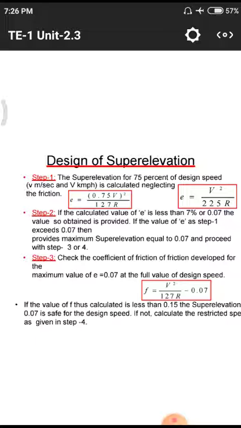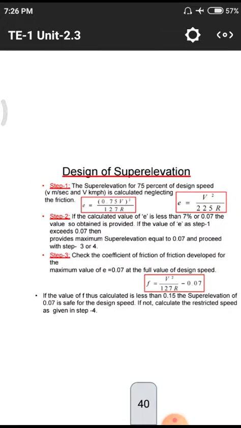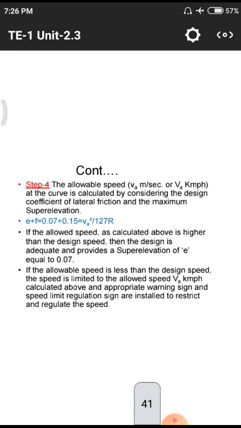So f equals v square by 127 R minus 0.07. In those conditions, we have to calculate the f value, that means what amount of friction we have to provide on that particular site. After that, in step 4, we have e plus f equals 0.07 plus 0.15. That means normally we need to provide a friction value of 0.15. Those two are equated to v square by 127 R. That is given in step 4.